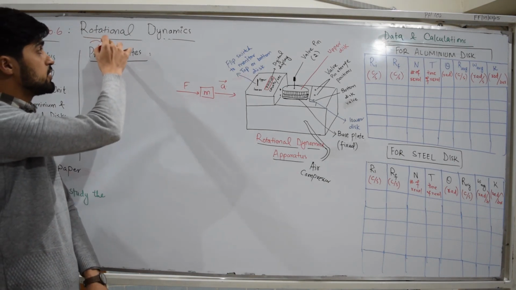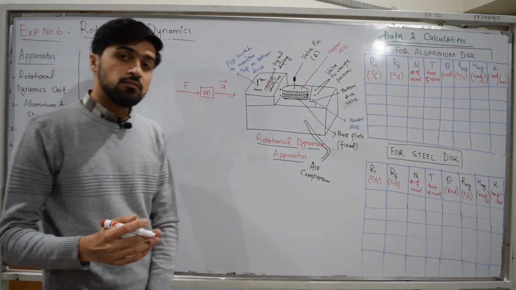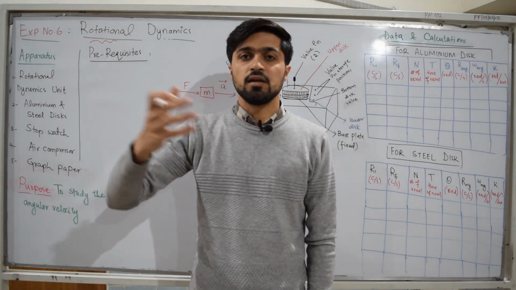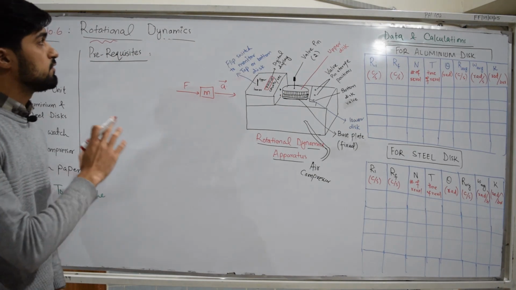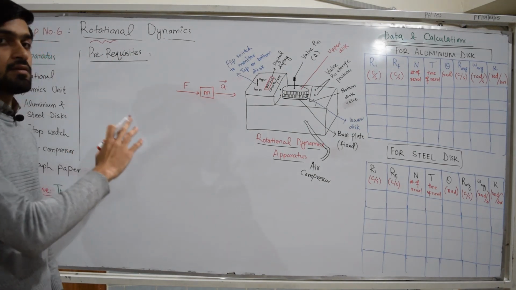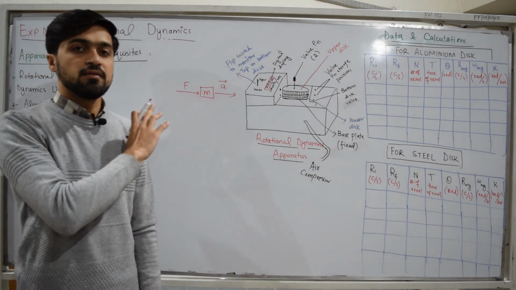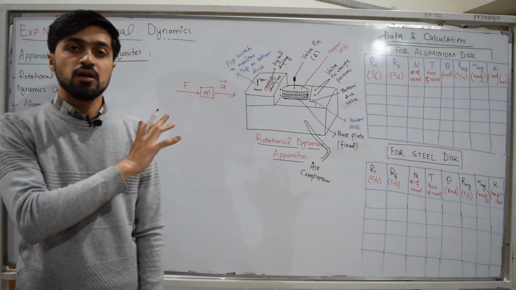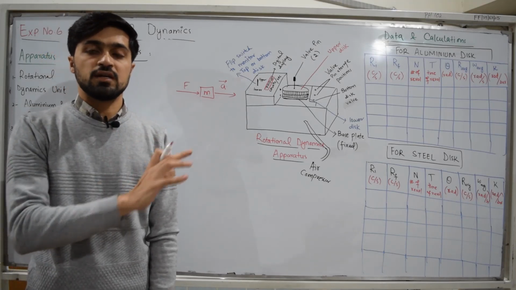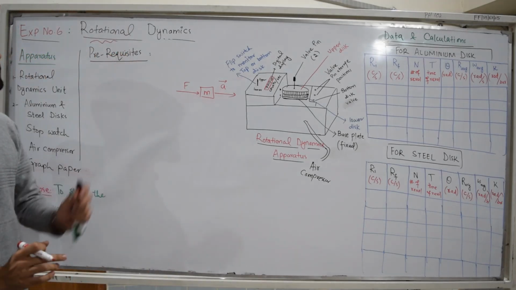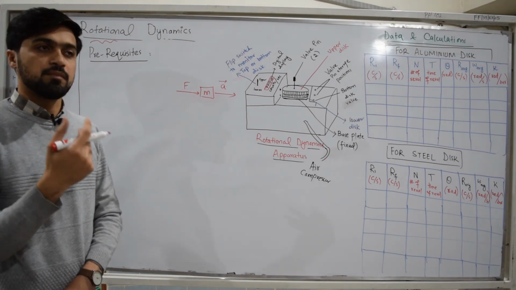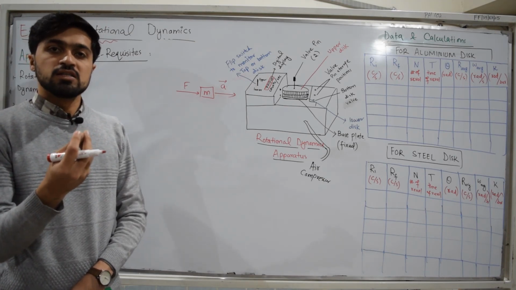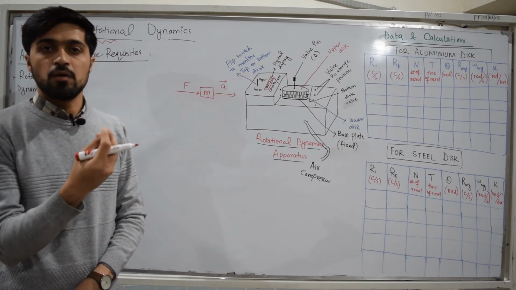Now the word rotational. Why rotational? If the system is not moving in a straight or rectilinear path, but is rotating about a fixed point, then this system will be studied in rotational dynamics. The study of rotational motion of objects under the influence of force is rotational dynamics. If the object is rotating about a fixed point, definitely some torque will be there to rotate the object about that fixed point.